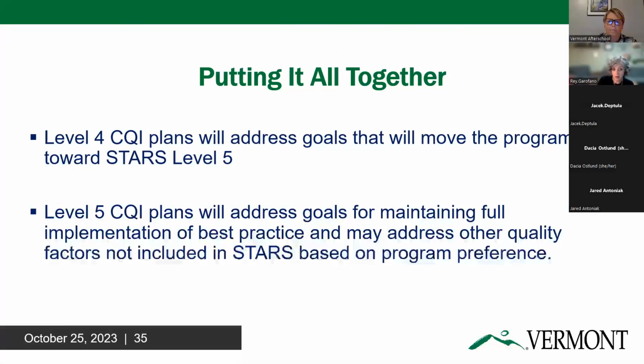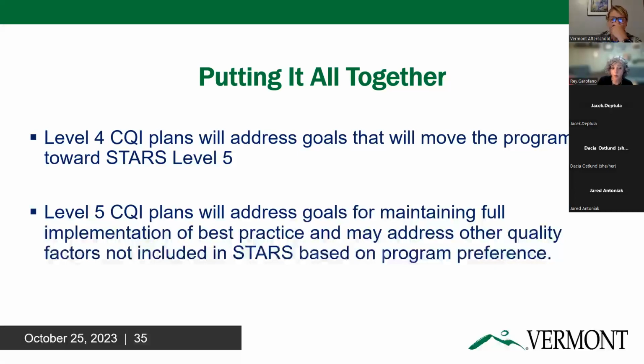So at level 4, in summary, the CQI plans will address goals that will move programs towards STARS level 5. Again, this is a living document and it's continuous. You're continuously looking to see where you want to improve and identifying those goals, communicating those goals to the division, and then working the plan that you laid out until you achieve those goals. And then you go back and start over. You don't have to go back to STAR level 2 at this point. If you've achieved everything for STAR level 4, then you're going to think about where you can make tweaks and improvement plans to reach level 5.